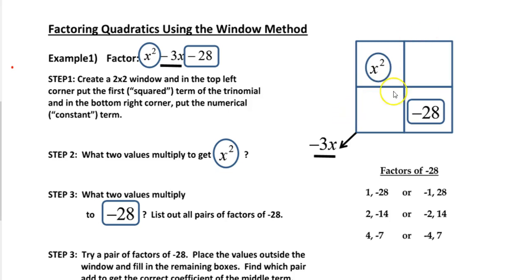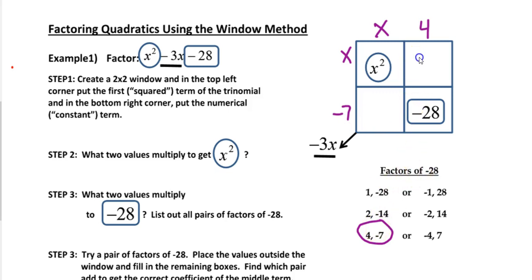Need two numbers to multiply to be negative 28. So let's look through our list and see if we have any that add up to be negative 3. So, yes we do. So right here we have a factor pair that adds up to negative 3. So that means, of course, x squared is going to be x and x. And then we've got the factors 4 and negative 7. Those are going to be the numbers in either order that multiply to be our negative 28.